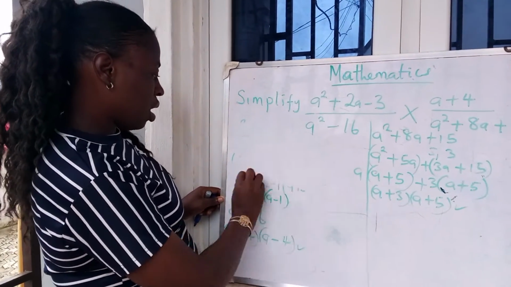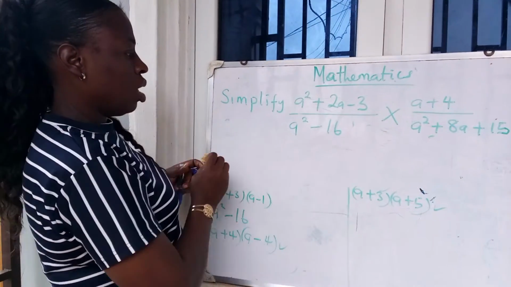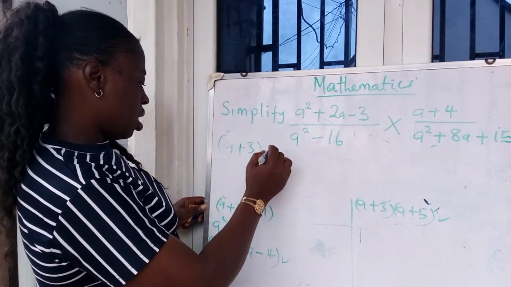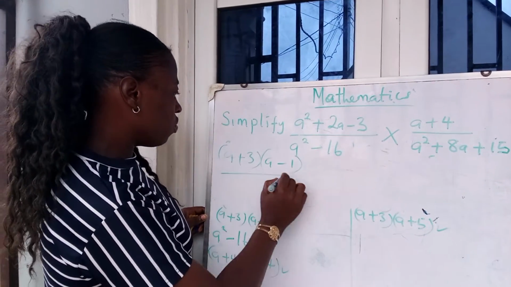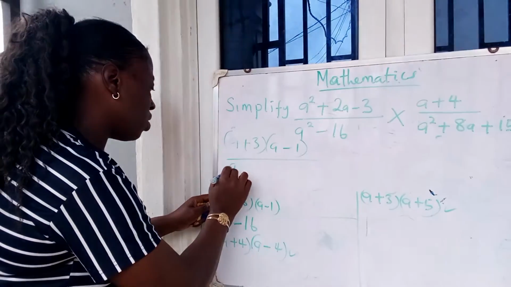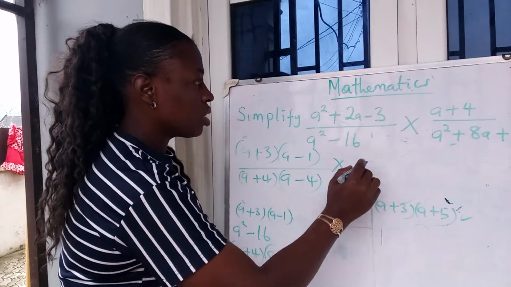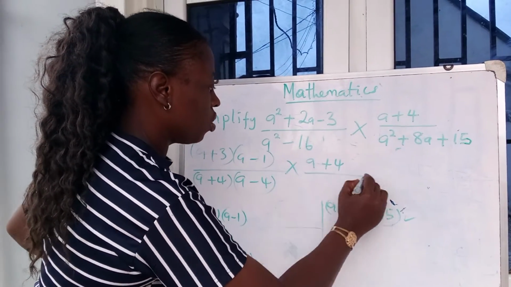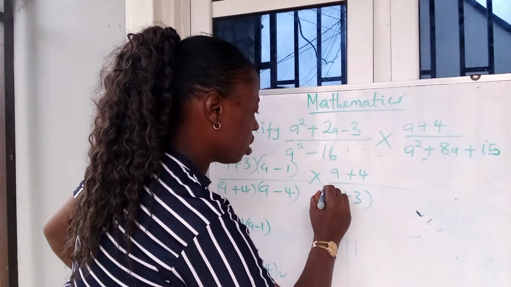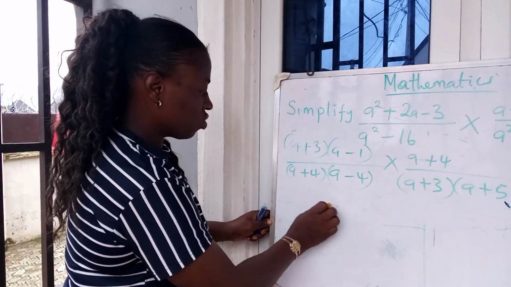So let's put it back, and that gives us, for this one which is representing this, we have a plus 3 and a minus 1 over, remember this is a perfect number, difference of two squares, which I have factorized to have a plus 4 and a minus 4, times a plus 4 over this a plus 3 and a plus 5. So with this one now, I have done the factorization.